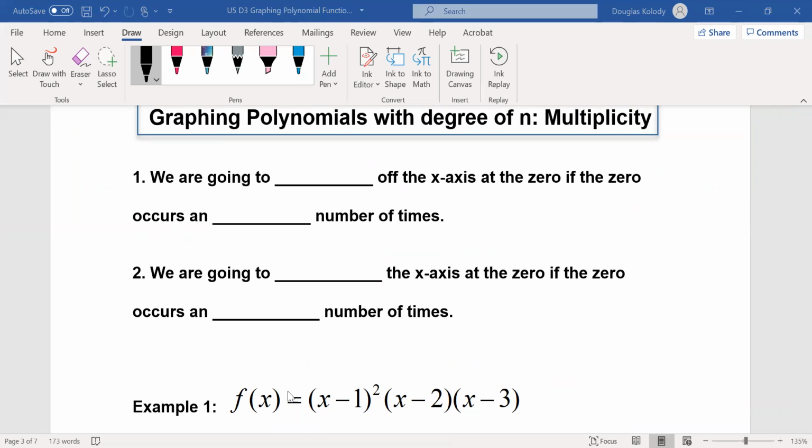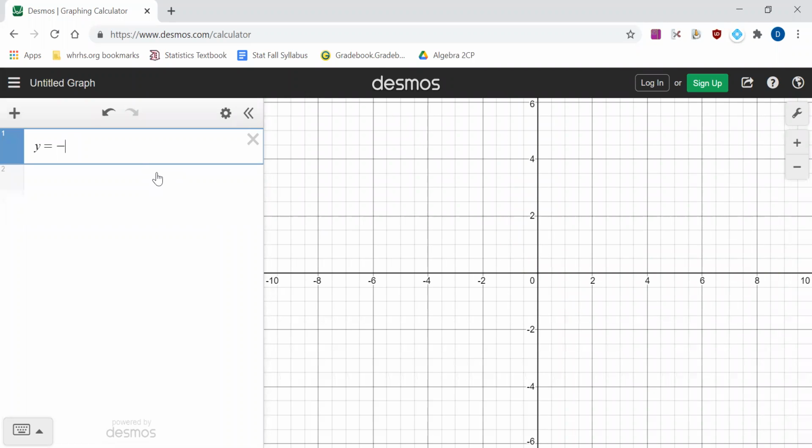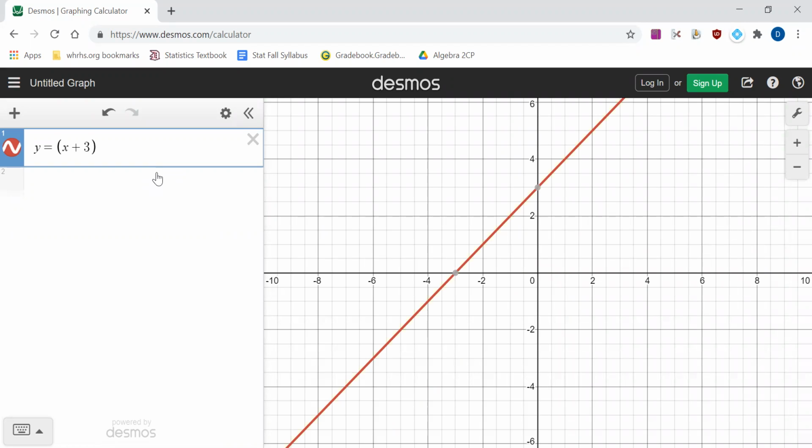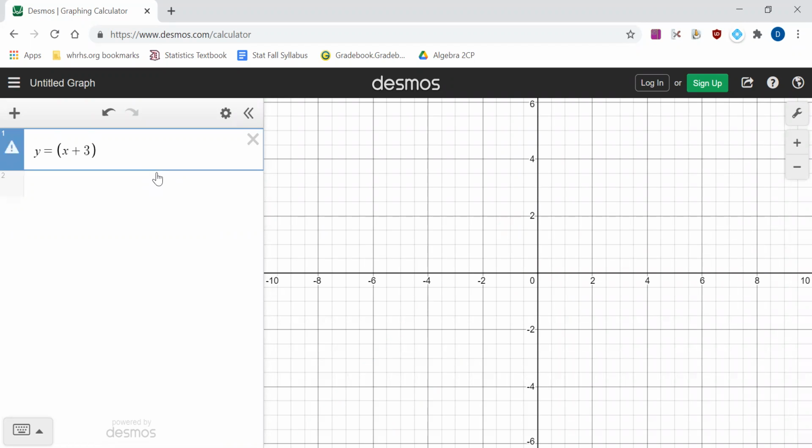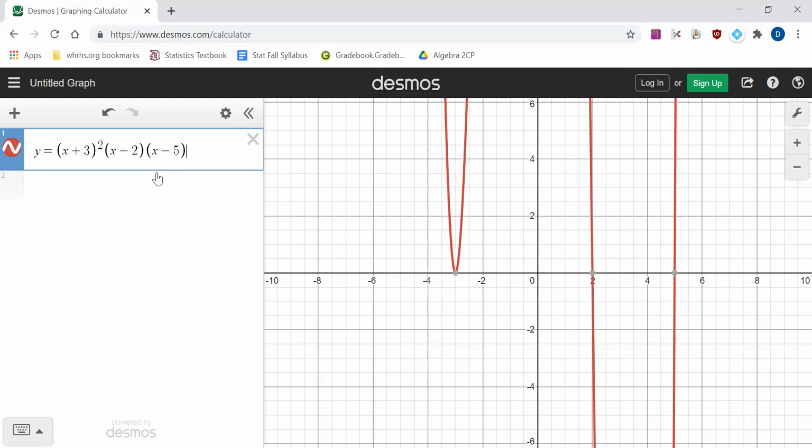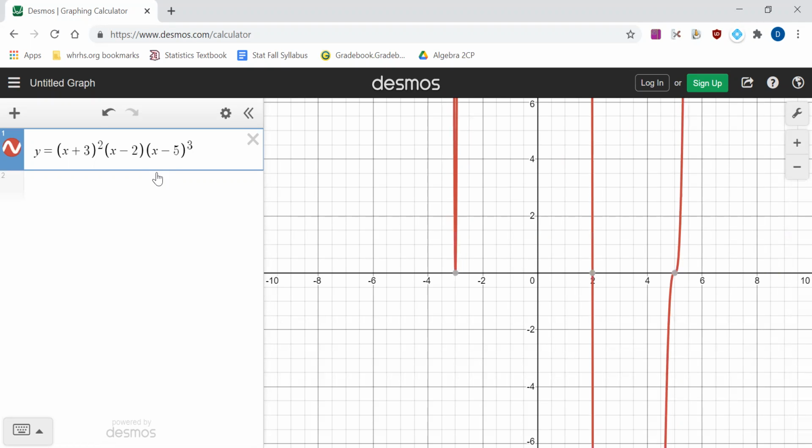Give me 1 second. I got to find my new share, and I'm going to go back to Desmos. Here it is. Let me get rid of all this, and I am going to put a parenthesis, and I'm going to say x plus 3, close parenthesis, and then I'm going to hit shift and do squared, and then I'm going to do parenthesis, and then I'm going to do x minus 2, close the parenthesis, and then I'm going to start another parenthesis and do x minus 5, close the parenthesis, and I'm going to say shift to the 3rd. And it looks like just some nasty looking thing right here.